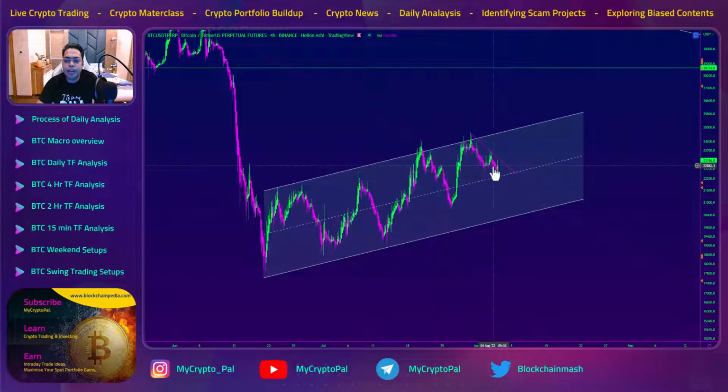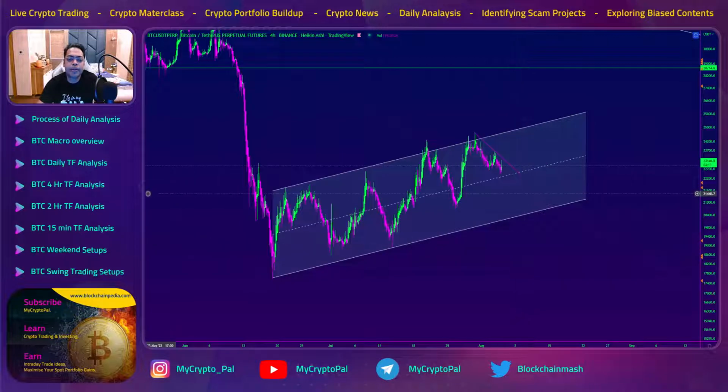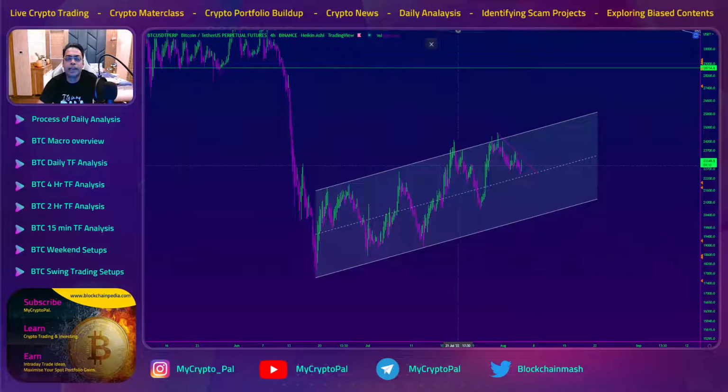Okay, so now we are approaching the middle of the channel again, and if we reject over this area over here, then we are going to come and test this part of the channel again, or we are going to give a fake out over here and then go up. Okay, two or three scenarios might happen over here, but let's just take it level by level. Yeah, so this is the 4 hourly time frame for Bitcoin, showing you how to draw the parallel channel.